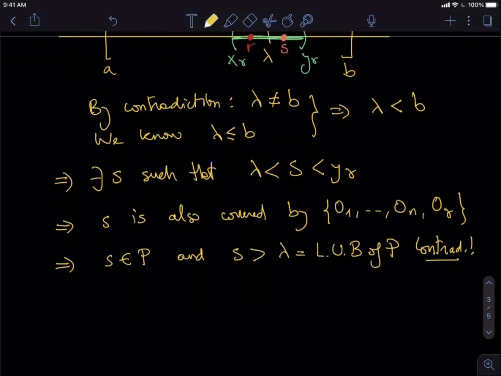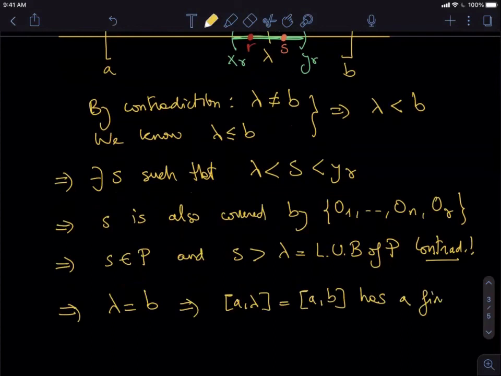So from here we conclude that lambda has to be equal to B. That means that A lambda equals AB, and because of the way we have defined the set P, it has a finite subcover, and that's it.